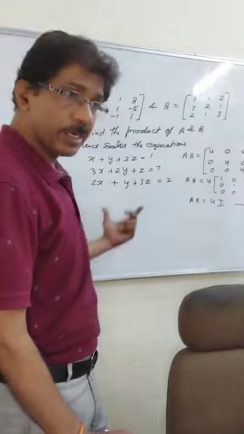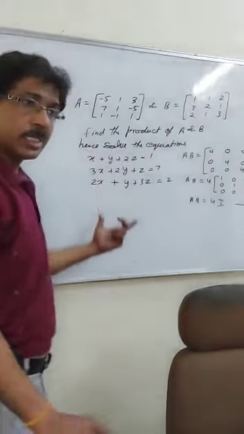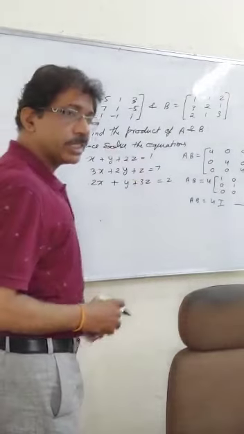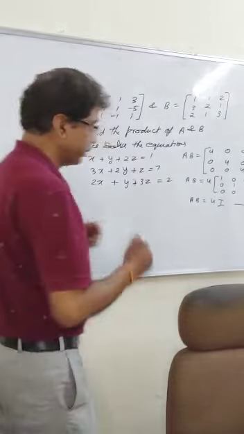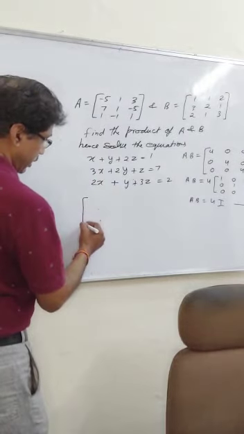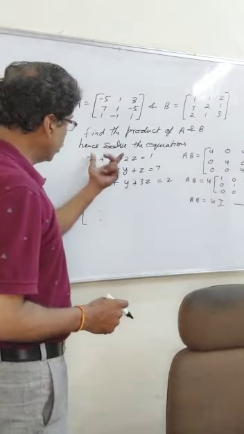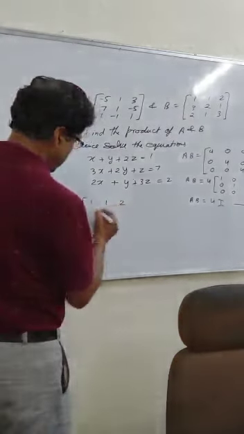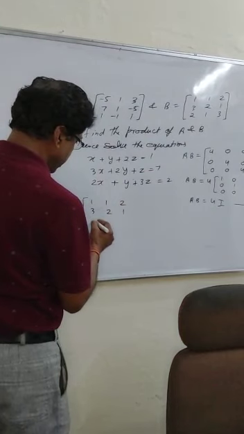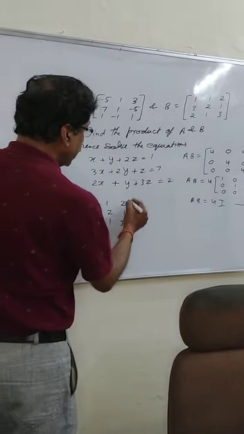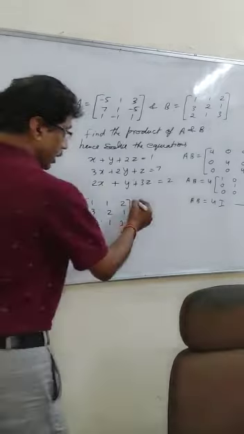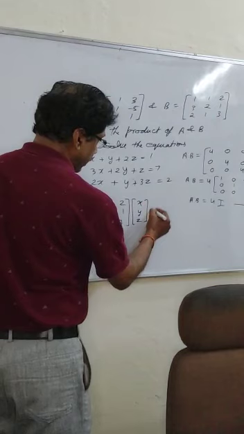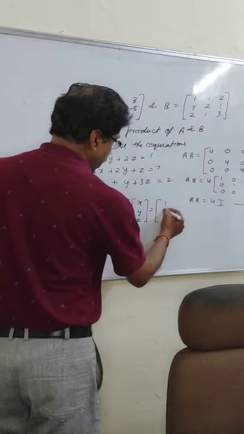Now we come to the second part of the question, to solve the given equations. Converting these equations into matrix format, we create a matrix of the coefficients of x, y and z, which is 1, 1, 2; 3, 2, 1; 2, 1, 3. Then the next column matrix, x, y, z, is equal to 1, 7, 2.